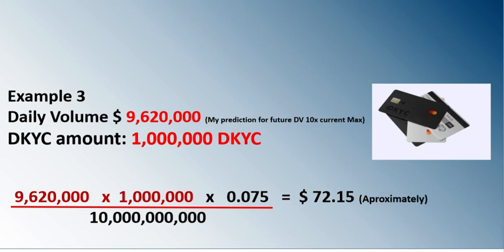So if I do the equation, then a holder with 1 million DKYC will receive around $72.50 a day, which is incredible considering that we're talking about 2 grand a month.